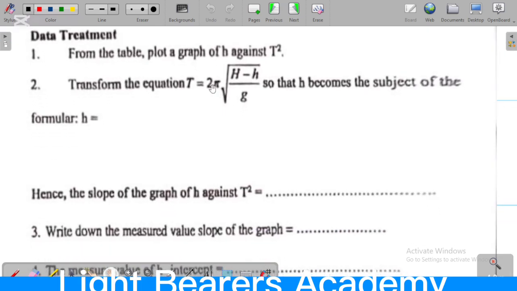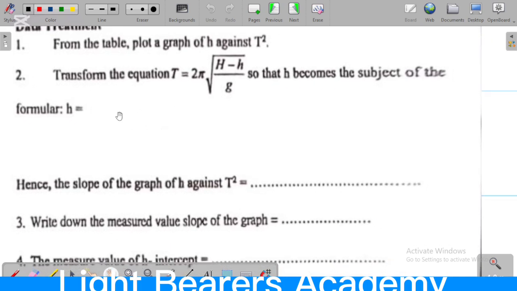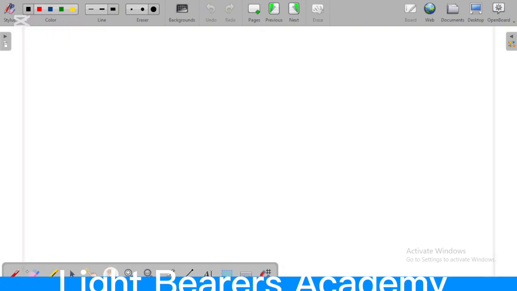So what's our next task here? Having plotted the graph of H against T square, our next task here is to transform the equation T equal 2 pi square root of H minus h all over g, so that h becomes the subject of the formula. So we are asked to find h from this formula. Let's now find h.